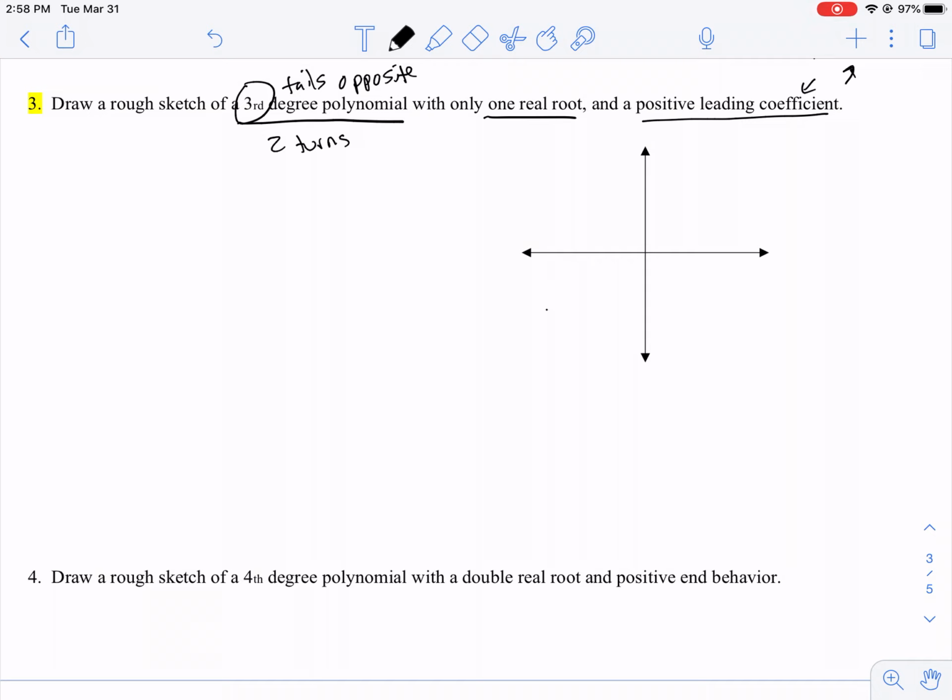Alright, so my left tail has to look like this. I'm going to go ahead and hit the x-axis. That's the only time I'm allowed to do that, but I got to turn twice. So there's 1 turn, 2 turns, and I just make sure I turn again before I hit the x-axis. So here's my 1 root, my 2 turns, and my tails are opposite. Okay.